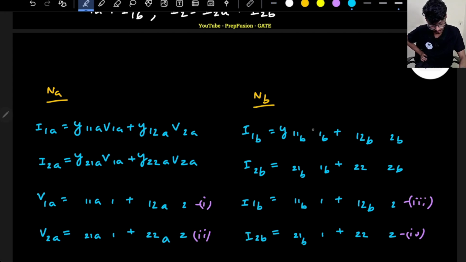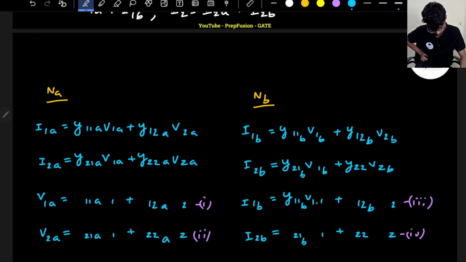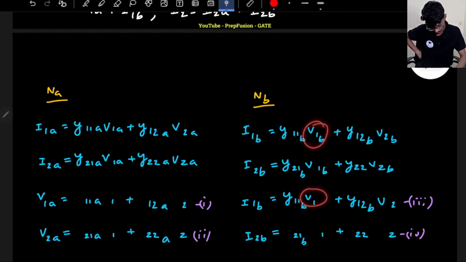I1B will be equal to Y11B into V1B, and Y12B into V2B. Similarly, I2B will be Y21B into V1B, plus Y22B into V2B. Okay, so the difference now, what I have told you, is that V1B equals V1, correct?